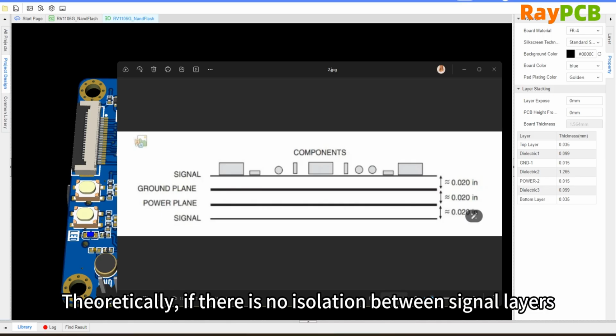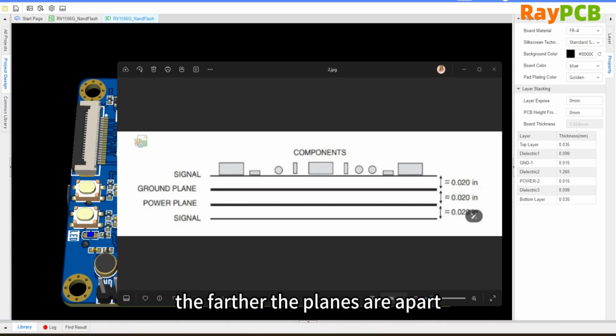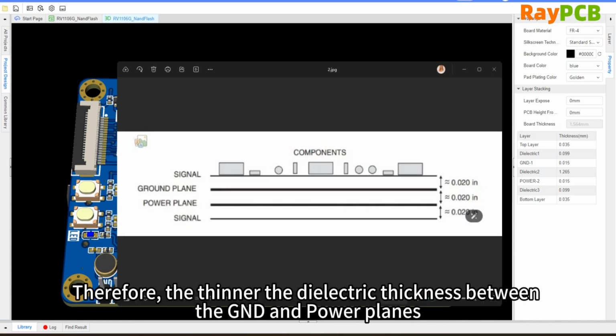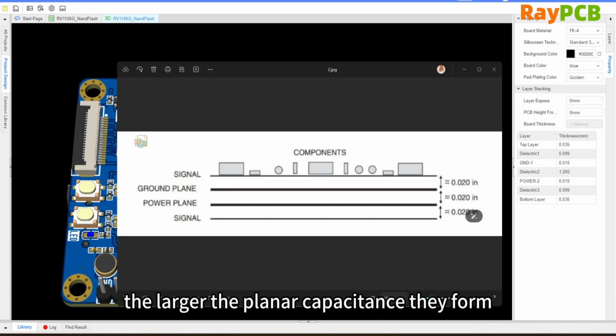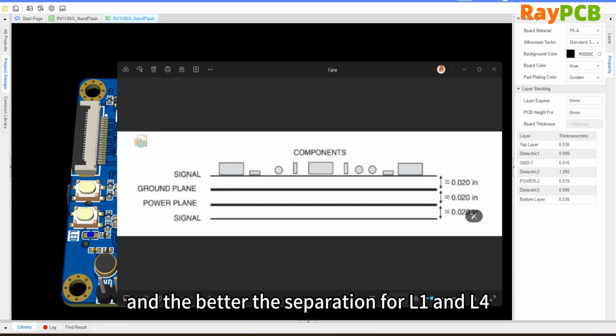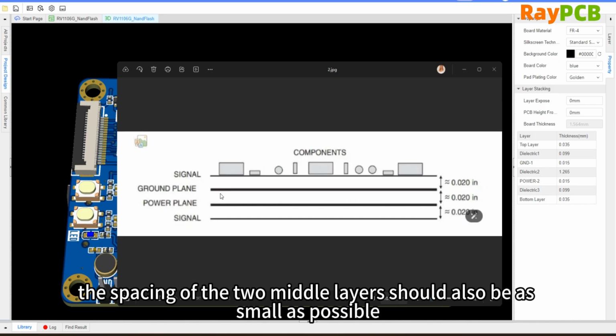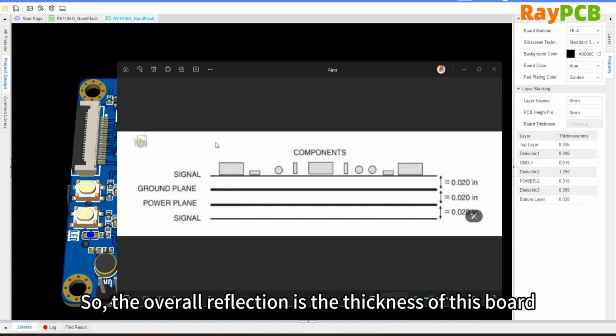Theoretically, if there is no isolation plane between signal layers, the farther the distance, the less crosstalk there will be. However, in a 4-layer board, we achieve isolation through the inner planes. Therefore, the thinner the dielectric thickness between the layers and the power plane, the larger the plane capacitance formed, and the better the isolation for L1 and L4. So this means that the spacing between the two inner layers should also be as small as possible.